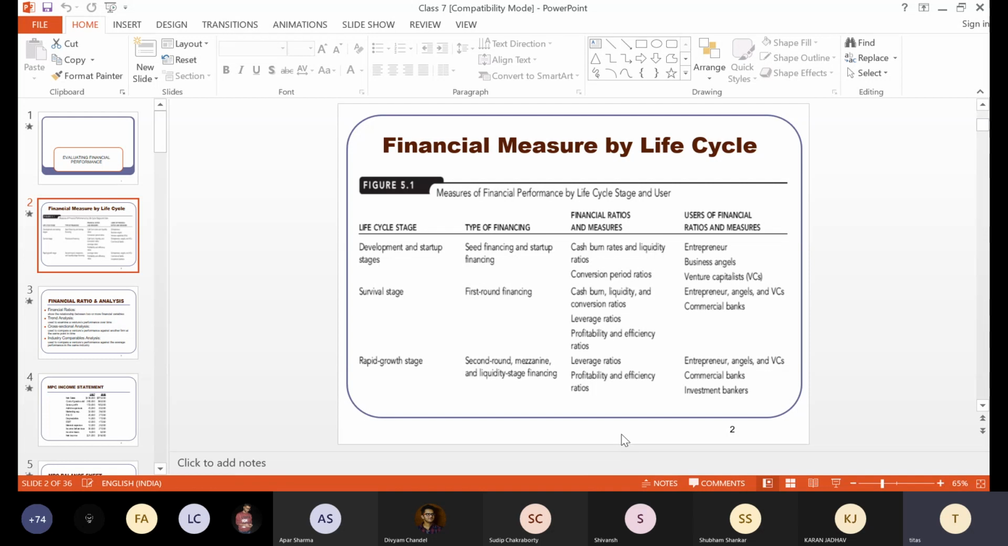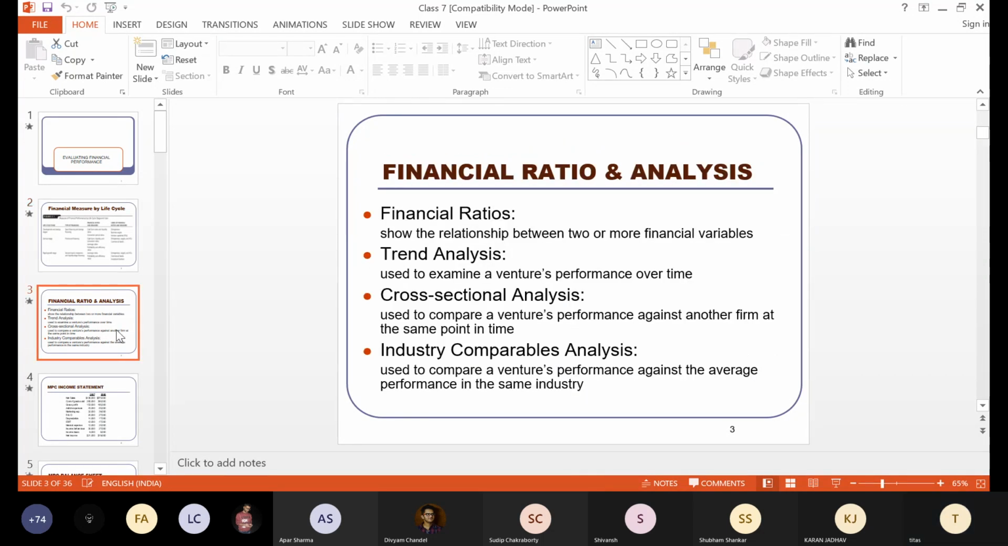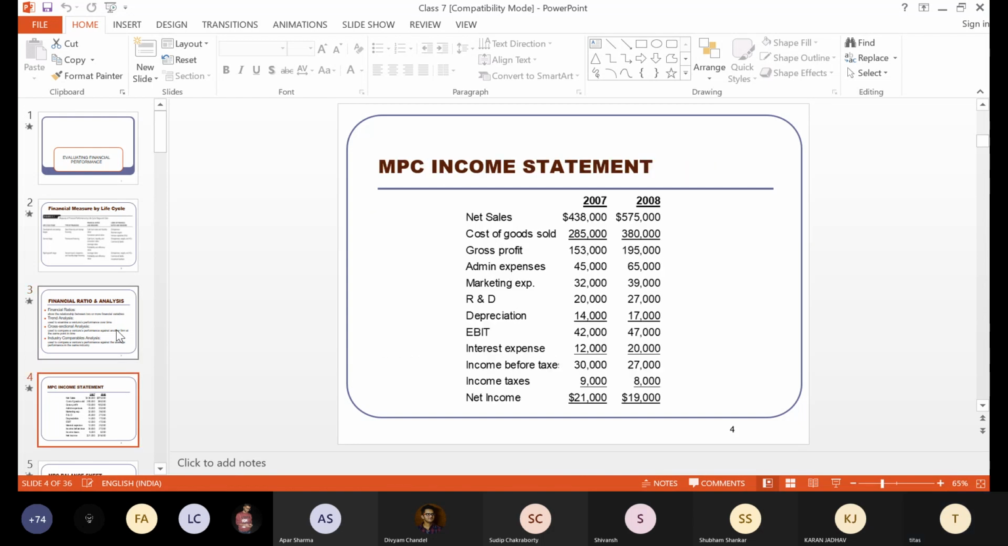Now, out of those ratios, what exactly you are going to calculate for your evaluation and interpretation of the financials of the company, you do not need to follow any kind of strict rule for that. It is up to you what ratios you will consider. As I said, there can be trend analysis, cross-section analysis, and industry comparable analysis.